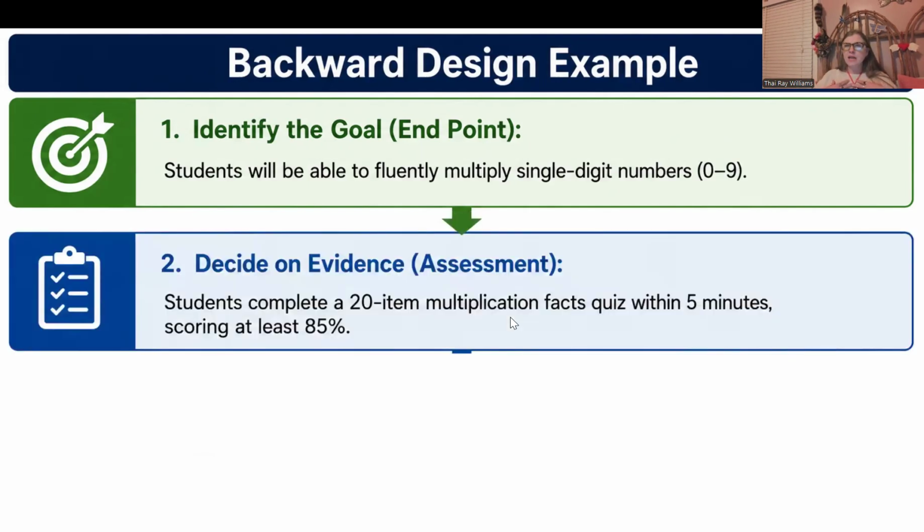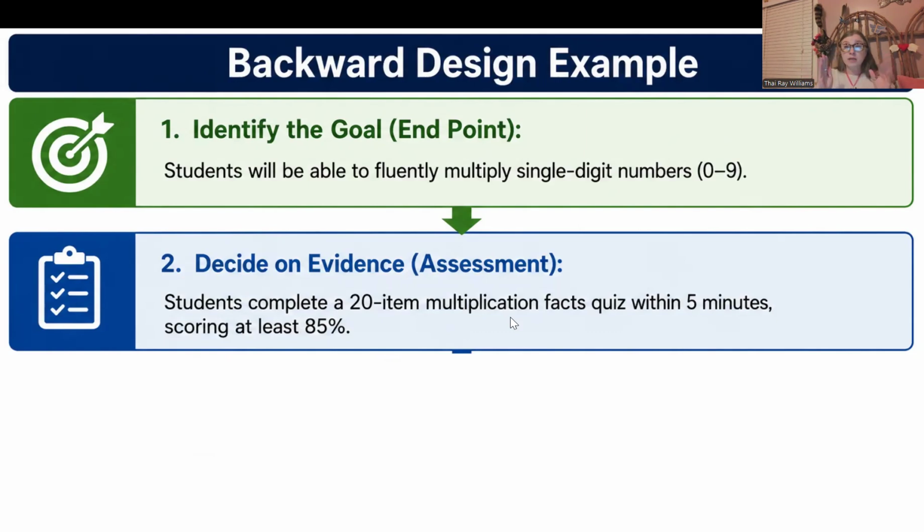So then I have to decide, what is the evidence? How am I going to assess whether or not students can fluently multiply single digit numbers? Well, what I'm going to do is have them complete a 20-item multiplication fact quiz, and I want them to complete it within 5 seconds. And how I'm going to know that they're proficient, that they've mastered that skill, now this is only for this one lesson, is that they would score at least 85%.